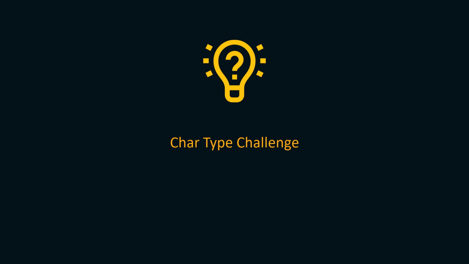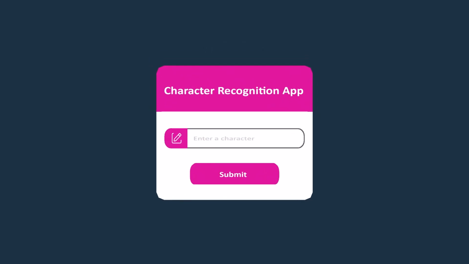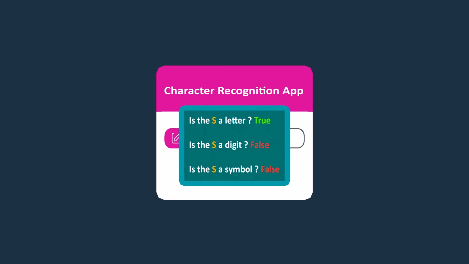This time, we'll be testing your skills with the char type in C#. Your task for this challenge is to create a C# application that prompts the user to enter a character. This application should determine the type of the entered character, whether it's a letter, digit, or symbol, and display the result in the terminal, similar to this message you're currently seeing.